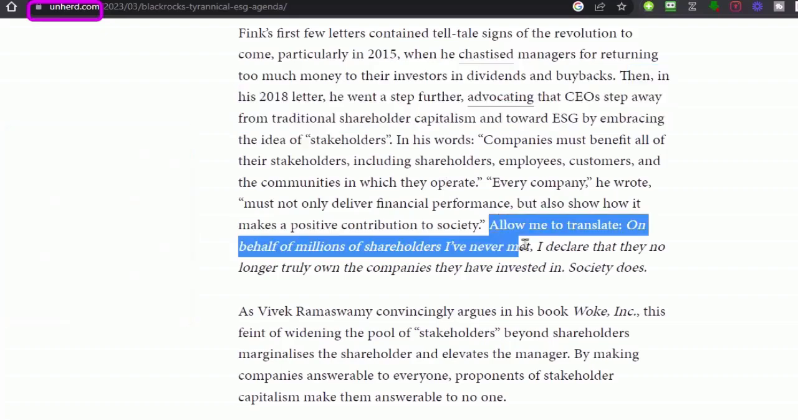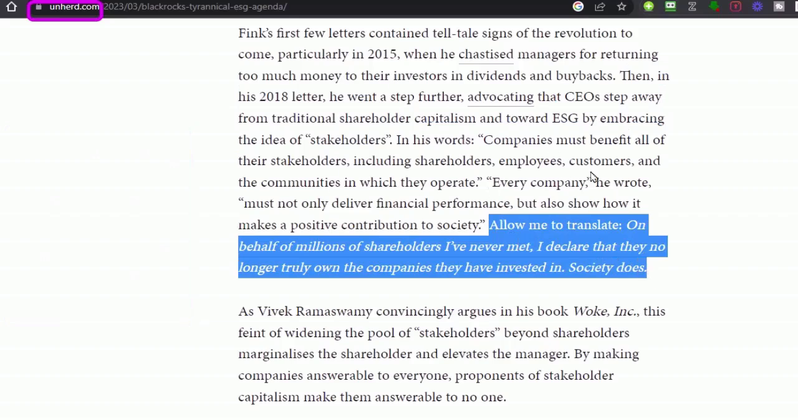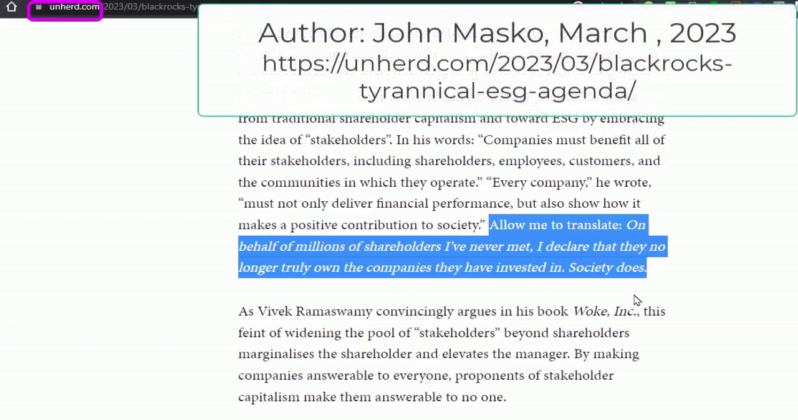And here, this is how the author of this article translates it. "Allow me to translate. On behalf of millions of shareholders I've never met, I declare that they no longer truly own the companies they have invested in. Society does." Now, again, those are not Larry Fink's words. I want to be very clear about that. That's how this author is interpreting or translating them.